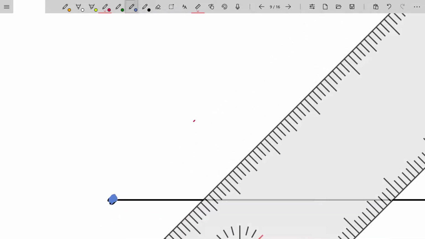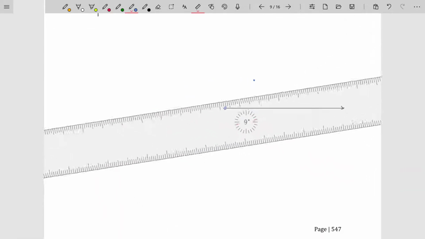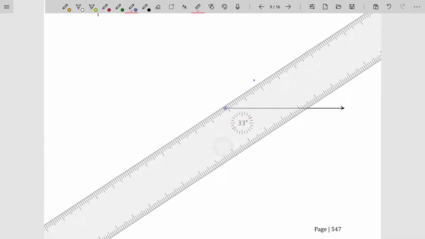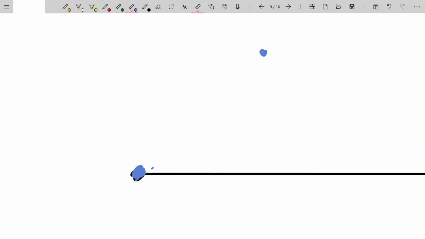I have the wrong color pen, of course. So there we go. Between the angle of 0 and the angle of pi over 4, which is 45 degrees, we had these stones being thrown out further and further away as we rotated. So it kind of looks like this. And that is the path that we were throwing stones through.